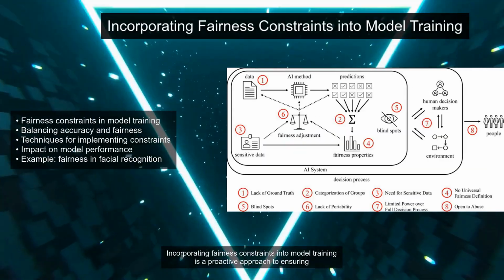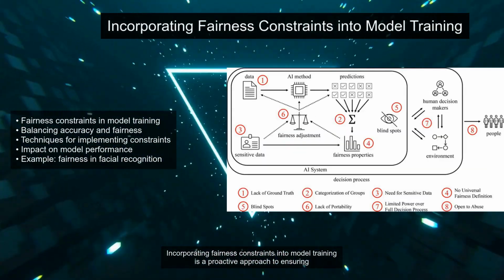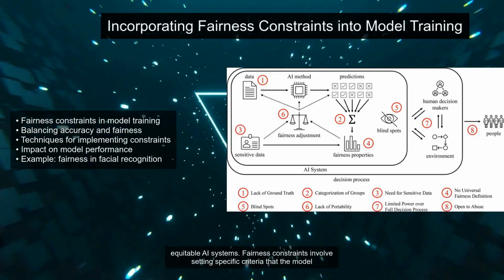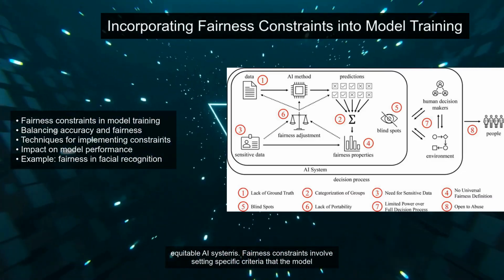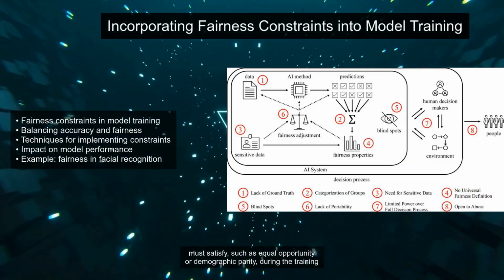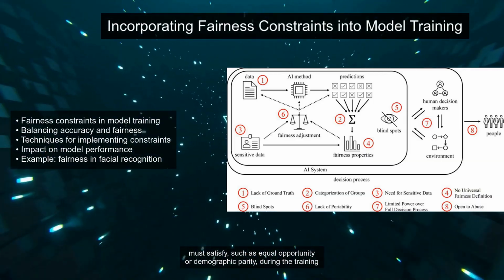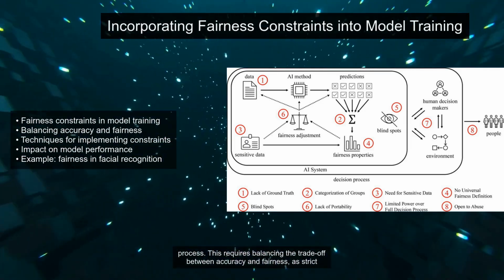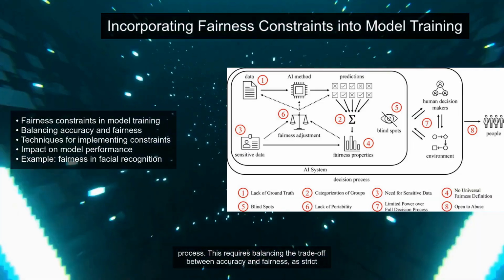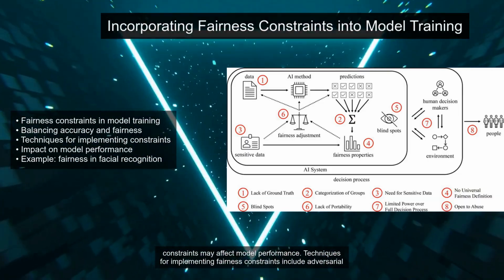Incorporating fairness constraints into model training is a proactive approach to ensuring equitable AI systems. Fairness constraints involve setting specific criteria that the model must satisfy, such as equal opportunity or demographic parity, during the training process. This requires balancing the trade-off between accuracy and fairness, as strict constraints may affect model performance.